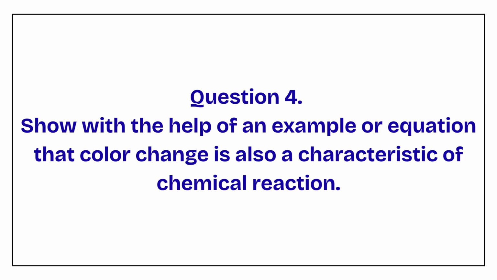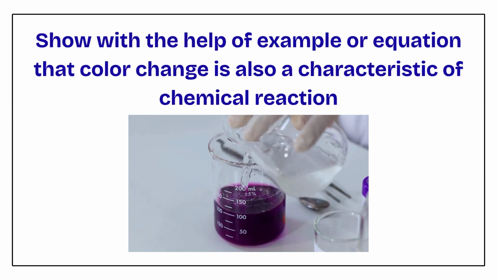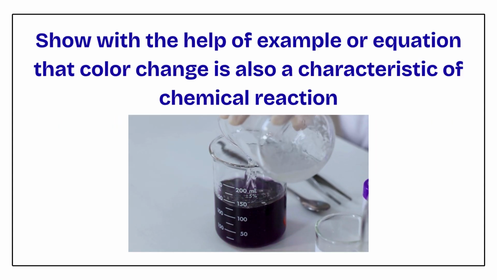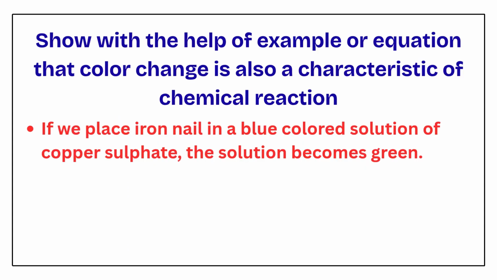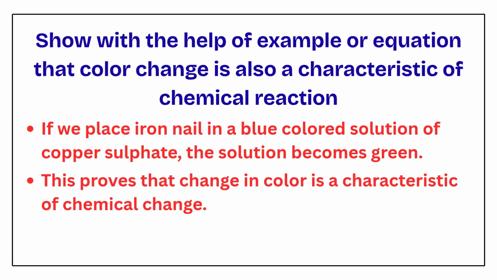The next question: show with the help of an example or the equation that the color change is also a characteristic of a chemical reaction. Let us understand this with the help of an example. Now, if we place the iron nail in a blue colored solution of copper sulfate, the solution becomes green. Thus, it is a chemical change.